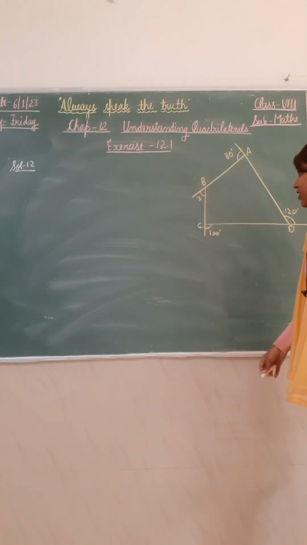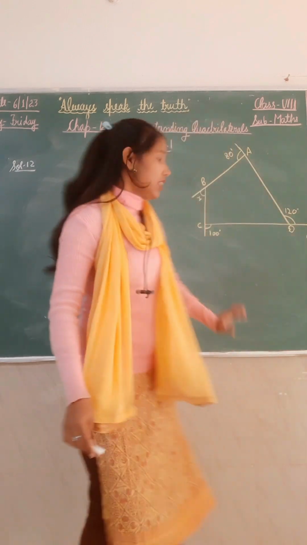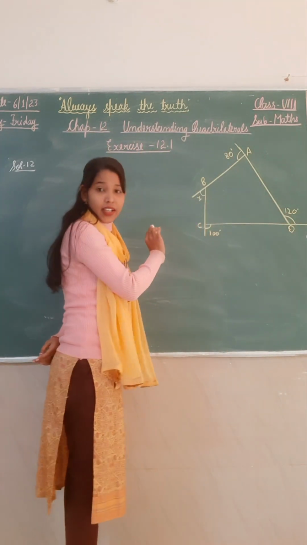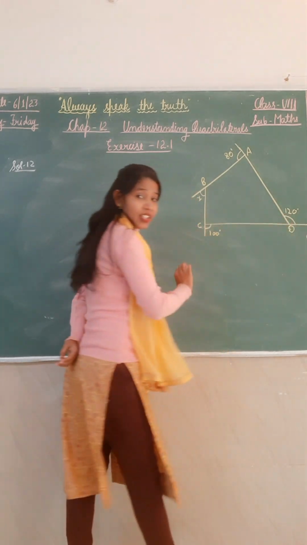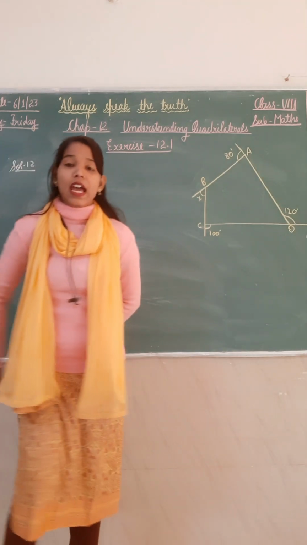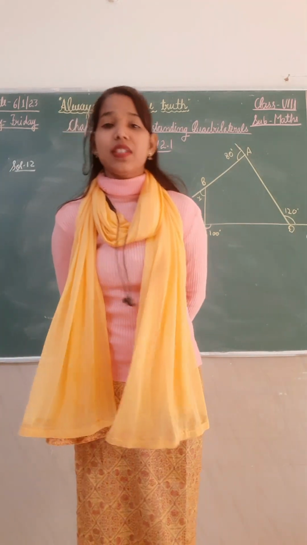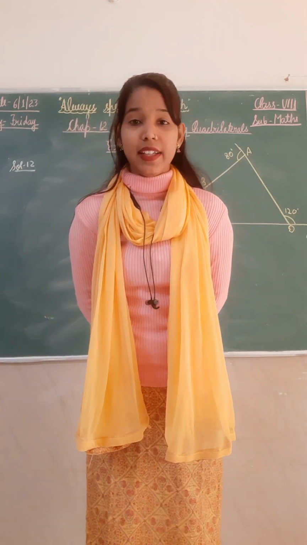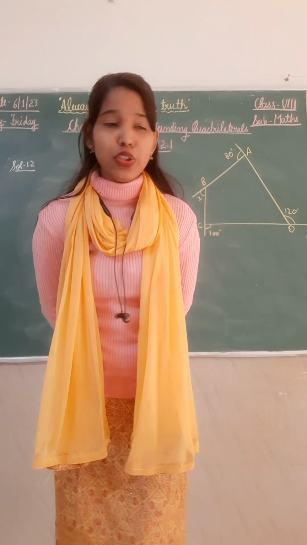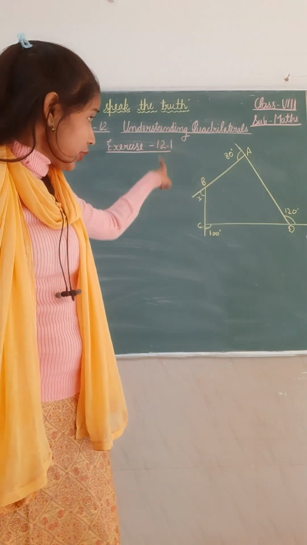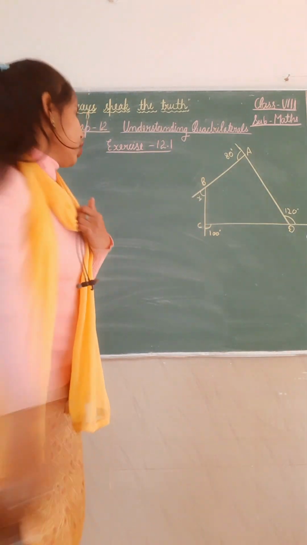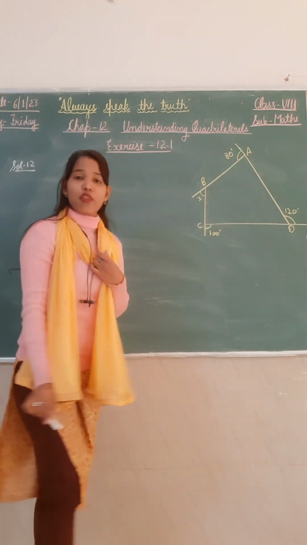The value of x here, we all know that these are the exterior angles. Look at here. This is an exterior angle. This is also an exterior angle. This is also exterior, and this one is also an exterior angle. And we all know that the sum of all exterior angles is 360 degrees. Yesterday I told you that the sum of all the exterior angles is 360 degrees. So from here we can find the value of x very easily.